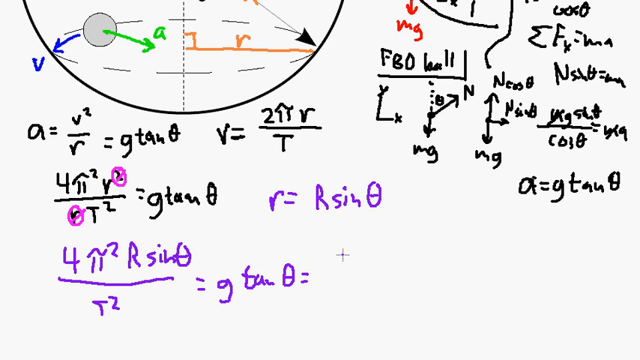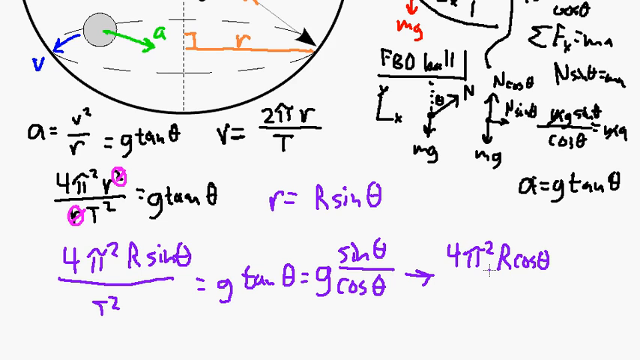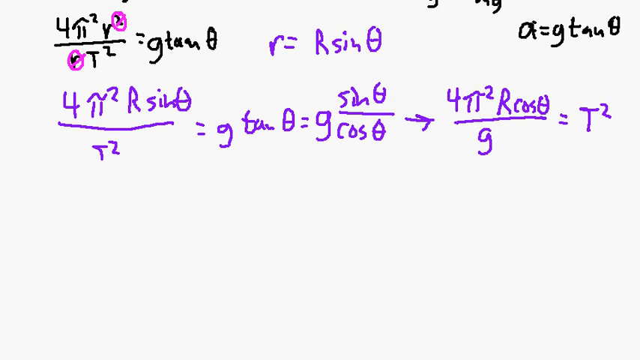Well, tangent theta, if you'll recall, is sine over cosine, which means this sine and this sine cancel, and we can push this cosine over, and with a little rearranging we can get to 4 pi squared R cosine theta over g equals T squared. The way it works in the example, the values they give us are T, and we want to find theta. So we can do cosine theta equals T squared g over 4 pi squared big R.